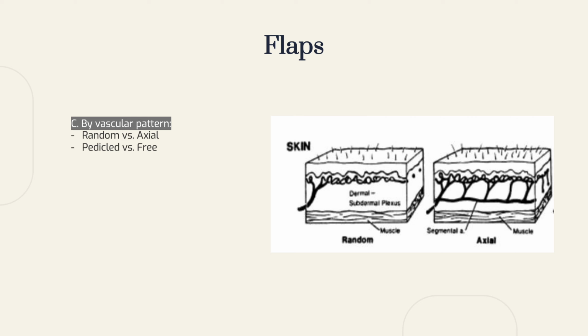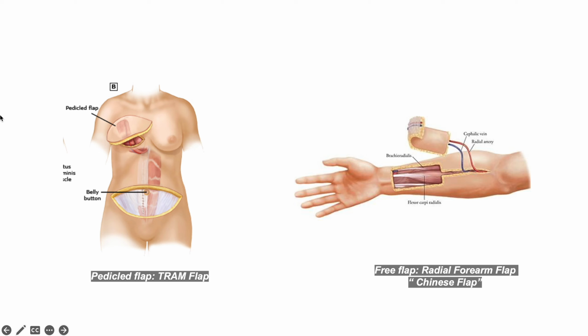For the free flap, on the other hand, you're going to obtain your flap, you're going to disconnect the blood vessels from the donor site, and then you're going to re-anastomose it to the recipient site. So let me show you a picture that would better describe this concept. So this is a pedicled flap.